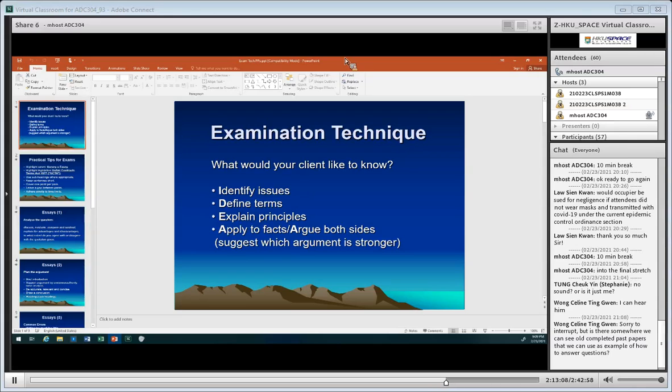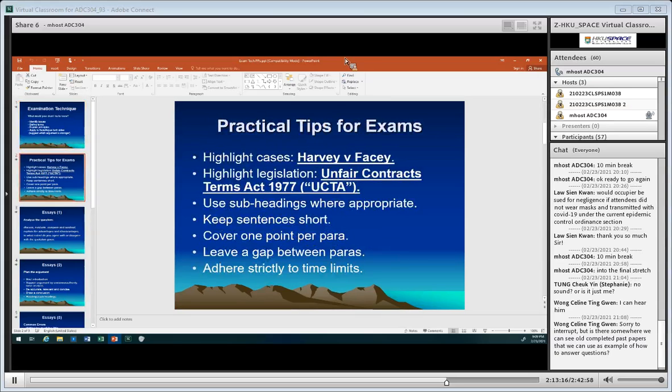Have you identified the issues? And it's always good to put the key issues as a form of subheading. So I'll go on to that with the subheading here. Okay, practical tips for the exam.